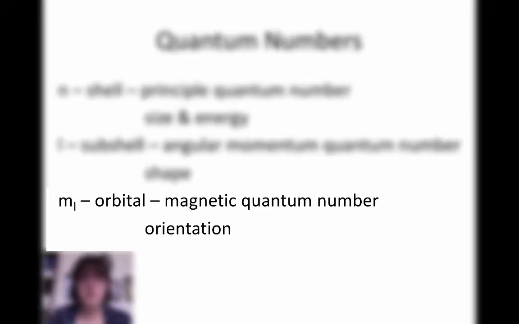M sub L gives you the orbital. This is also the magnetic quantum number and gives you orientation. So that's where your dumbbell shape can be up and down, side to side, coming right at you.